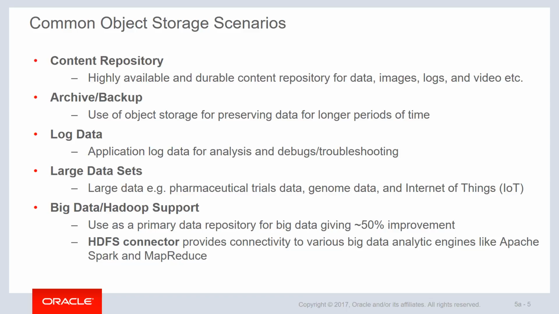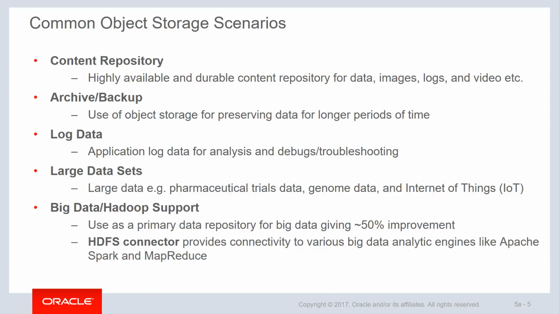Some common object storage scenarios include content repository for storing highly available and durable content for accessing things like data, images, logs, etc. It's also used as an archive or a backup solution. It allows us to store a large amount of data that we might need to retain for long periods of time, whereby we may not be accessing that data readily, but we can store it for a long period of time at a low cost. We might also be storing log data for analysis or troubleshooting, or large data sets such as pharmaceutical trials, genomic sequencing data, or Internet of Things sensor data, IoT sensor data.